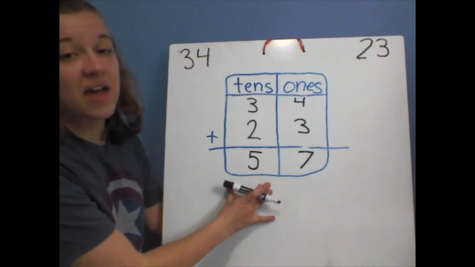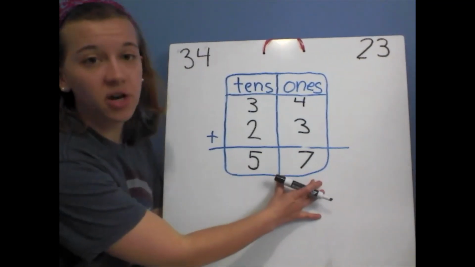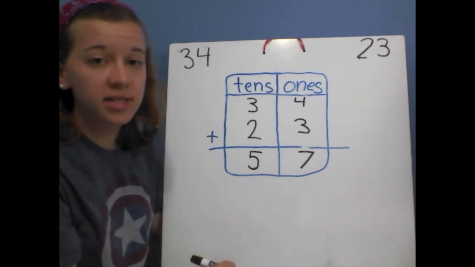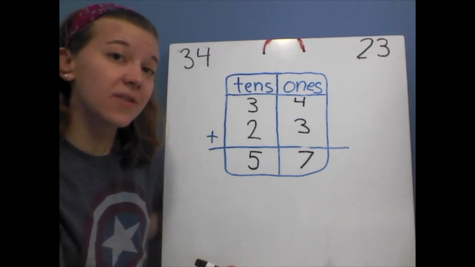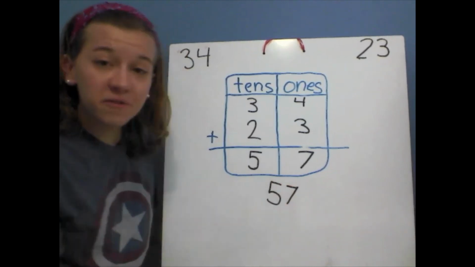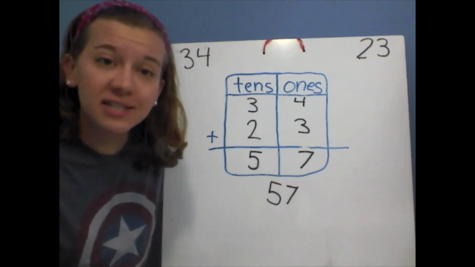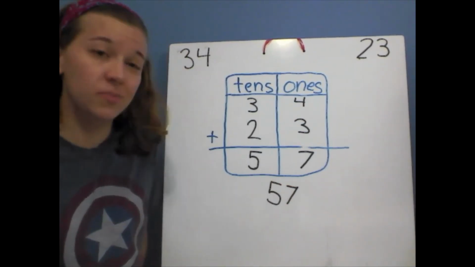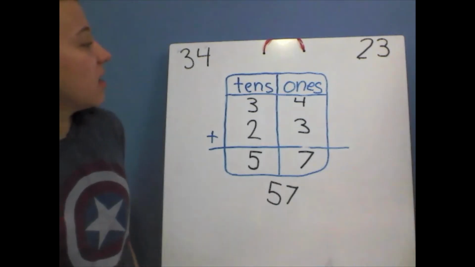So we have 5 tens and 7 ones. That's our answer, right? 5 tens and 7 ones. What number does that give us? 57. So I baked 57 cookies total. That's awesome. I should bake some cookies. That would be delicious. Good.